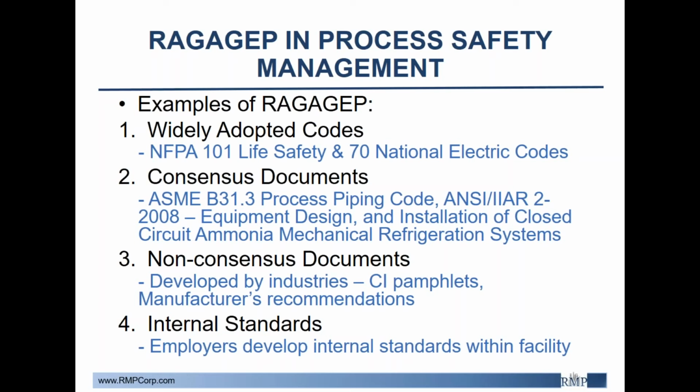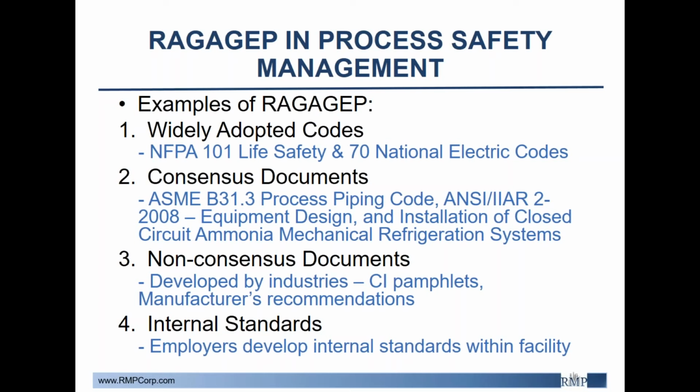Number 2 would be consensus documents. This refers to documents that are widely used as sources of RAGAGEP by those in industry. This includes how organizations like ASME follow the ANSI essential requirements when developing consensus standards and recommended practices. Examples of consensus documents include using the ASME process piping code or the ANSI or IAR code for ammonia refrigeration systems.